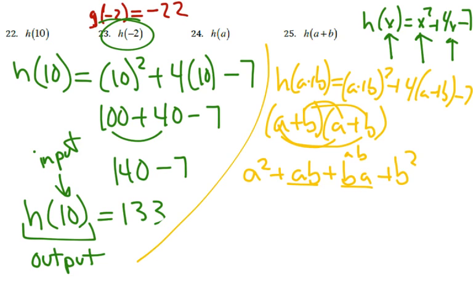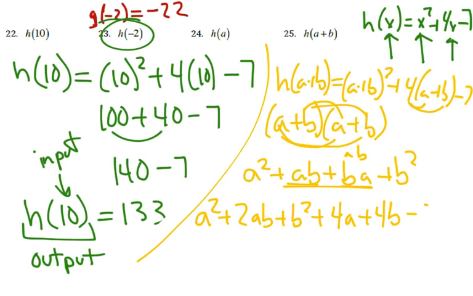Okay, so I'm going to simplify that. So we get a squared plus 2ab plus b squared, plus, now we distribute the 4, so we get 4a plus 4b minus 7. Now, none of these can be joined together, so that is our answer. Kind of a big guy, but that's what it is.